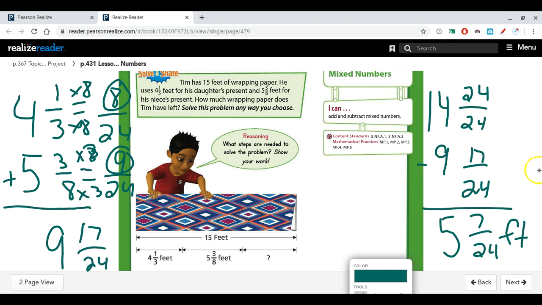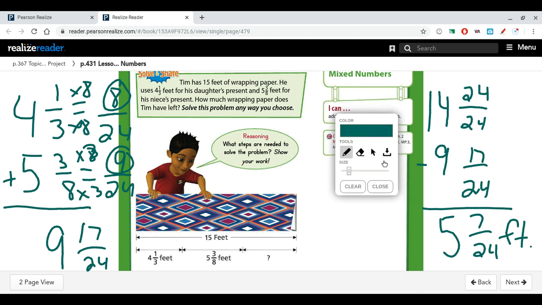The last thing I need to check is whether I can simplify. I look at my 7 and my 24, and I cannot simplify. They do not have a common factor. I cannot divide 7 and 24 by the same value to reduce it to lowest terms. So my answer here is 5 and 7 24ths.